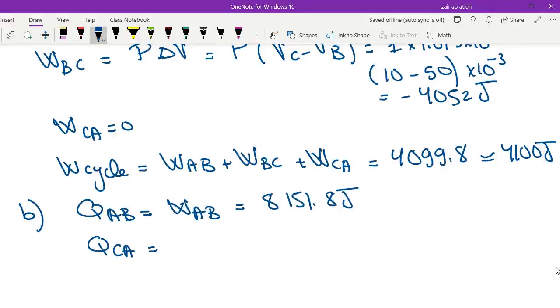So I will get a positive Q. Since it is constant volume, I will use NCV delta T, which is NCV times TA minus TC.